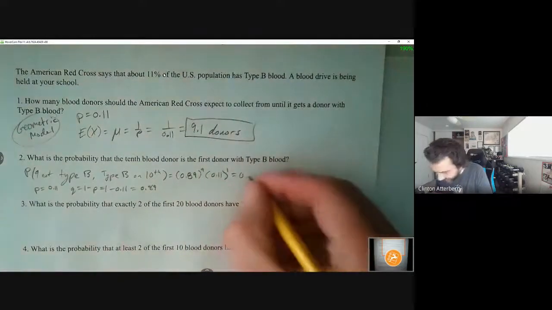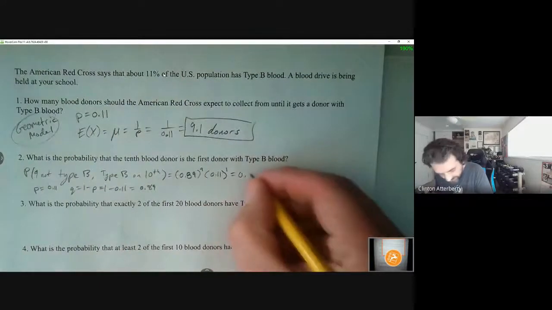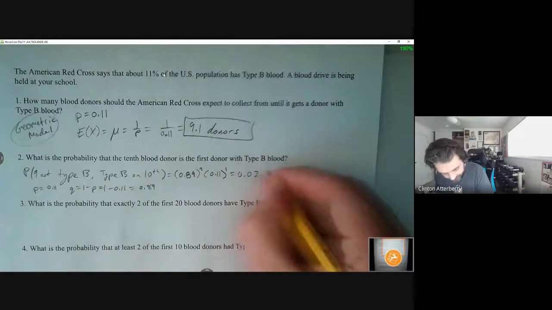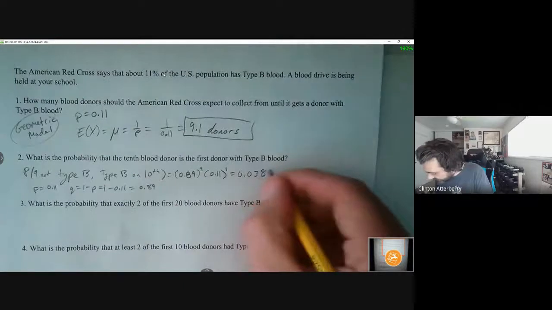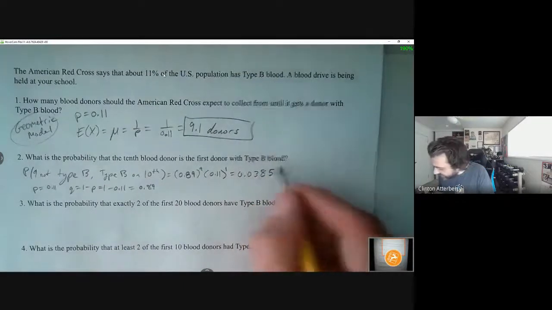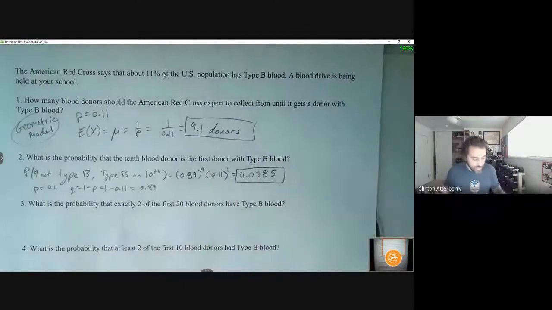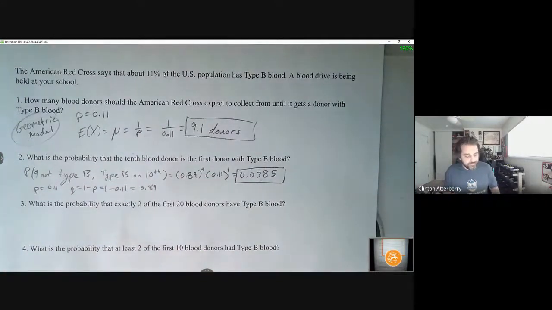And I'll remind you guys, on your actual quiz for your similar question, I will tell you how many places to round to. That way when you type it in, you get it correct. Okay. All right. So 0.0385. That's the probability that the 10th donor is the first donor with type B blood.